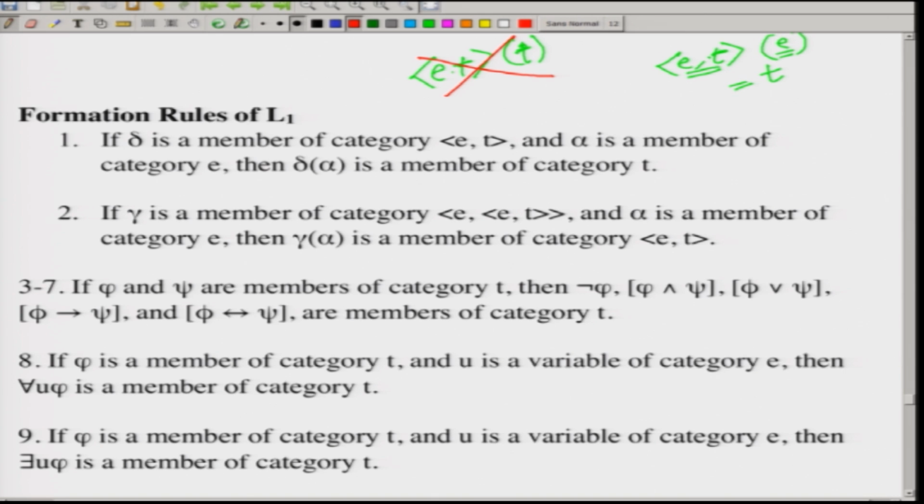Now, the second rule says that if gamma is a member of the category E to T, that is 2 plus predicates, and alpha is a member of the category E, then gamma alpha is a member of the category E to T. So, precisely it is the category E to T, and it takes the category E and yields E to T. This is what we desire.